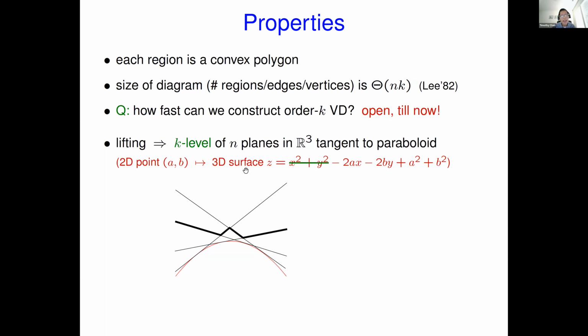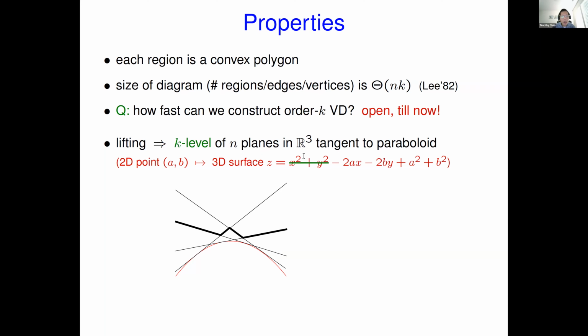But in our case, all the planes are tangent to the paraboloid, so they all bound their lower envelope. So in a sense, they are in convex position. And in the case of planes in convex position, indeed, the combinatorial complexity of the K level is much easier to bound, and it's precisely n times K. So all the algorithms we're going to describe will generalize to computing the K level of any set of n planes that are in convex position.